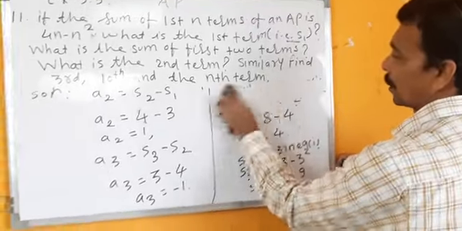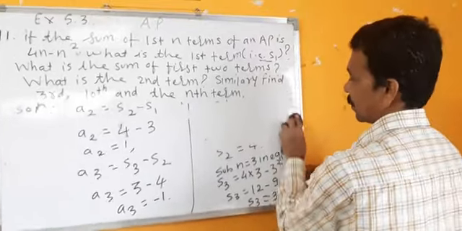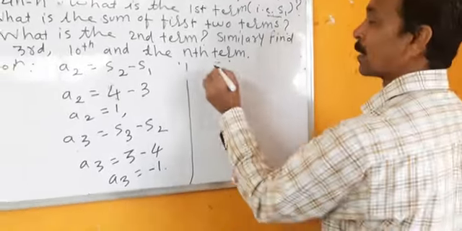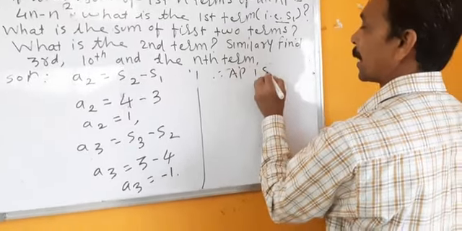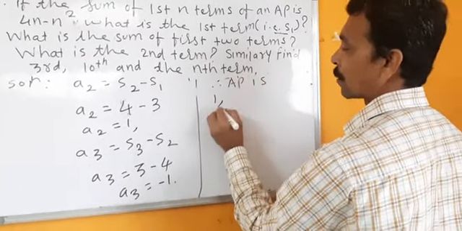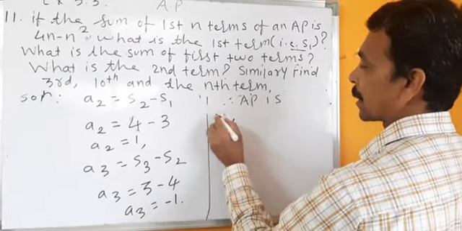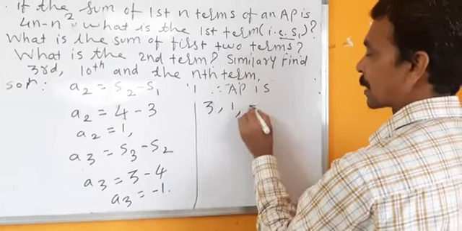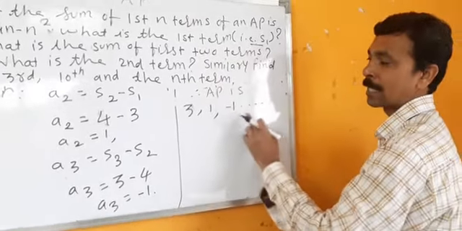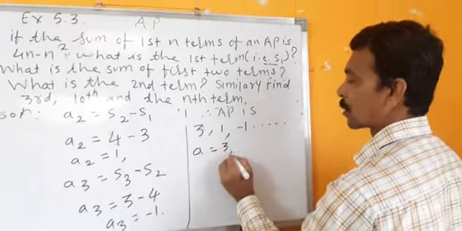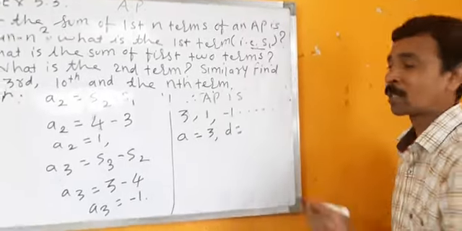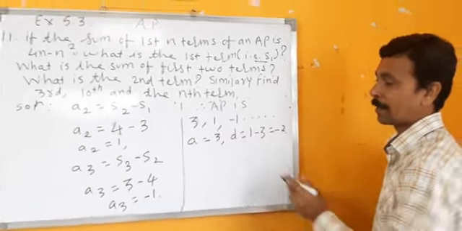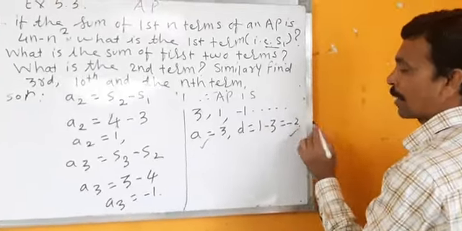Now I will write the AP, because I have got the values of A1, A2 and A3. Therefore, what is the AP? It's 3, because A1 is 3, comma, A2 is 1, and A3 is minus 1. So this is the AP. A is equal to 3. D is equal to 1 minus 3, which is minus 2.